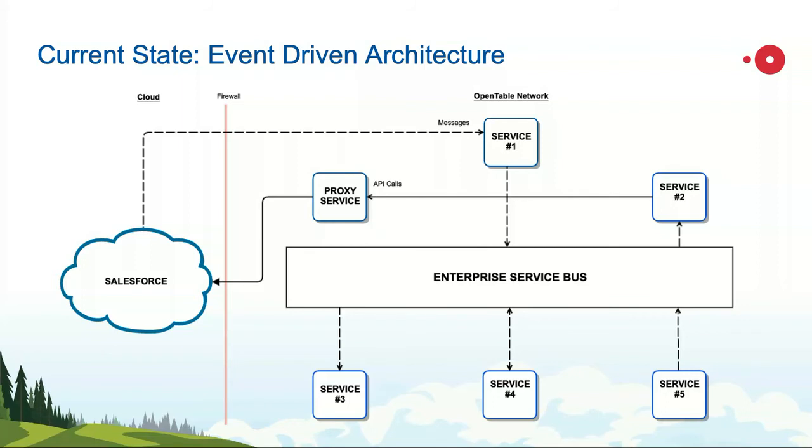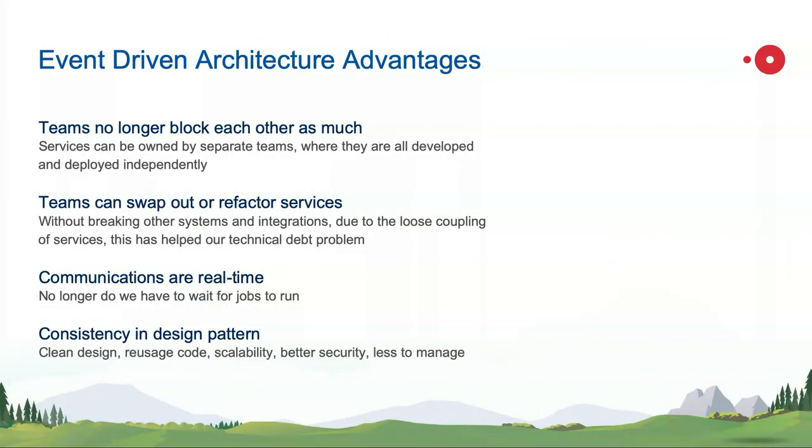So let's go over some of the advantages that we gained with this new architecture. Very firstly, teams no longer block each other as much as they used to. This is because of loose coupling. They can be developed and deployed independently, all these services. Teams can now swap out and refactor services, much like John was talking about, because of this loose coupling. And then we found that this actually helps with our technical debt problem quite a bit, because we're not blocking each other from swapping things out.